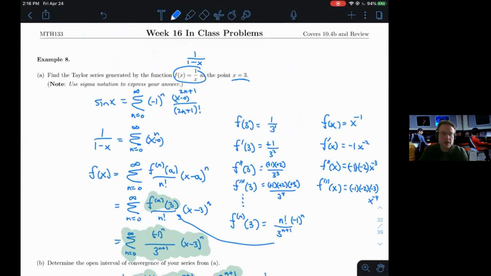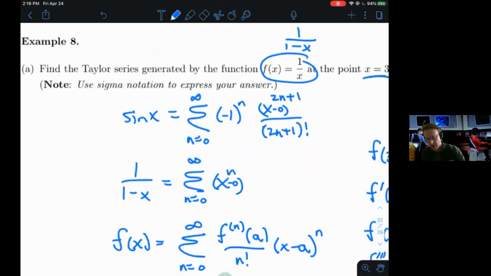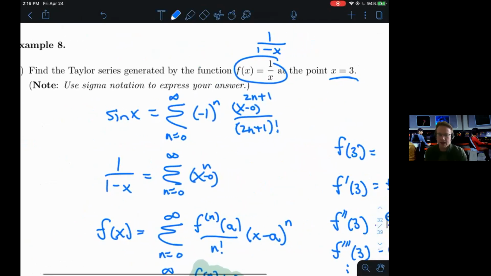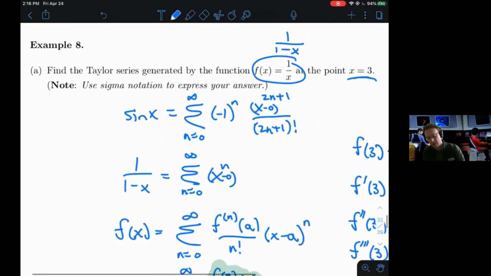I was actually surprised that this one didn't get asked in Wednesday's class, or didn't get upvoted as much. So for this one, we want to find the Taylor series generated by the function 1 over x at the point x equals 3. And what I was thinking about here is that, remember, we have this nice list of lots of different formulas. They're Maclaurin series formulas. So there's a bunch of well-known power series, things like sine of x equals all of this sort of stuff.